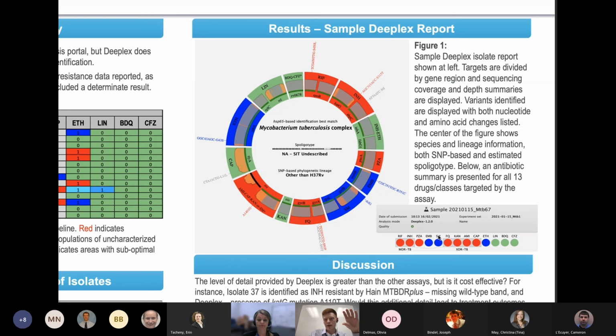and it spits out a report using colors that show, okay, if something's green, that means it's believed to be susceptible to that particular antibiotic. If it's red, there's resistance there, and that shouldn't necessarily be used to treat a patient, and it's giving guidance on that treatment regimen.